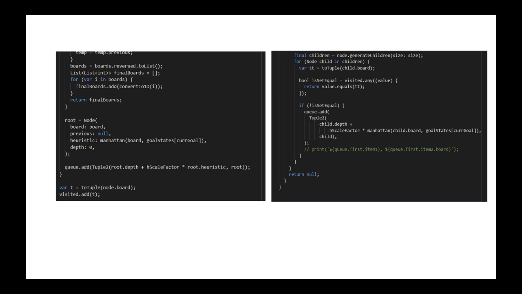We can use the path that we just returned to show the different moves that happened, the different sliding puzzle states in our UI.